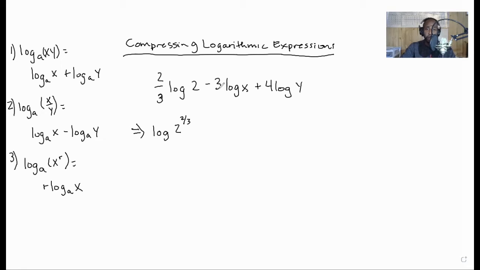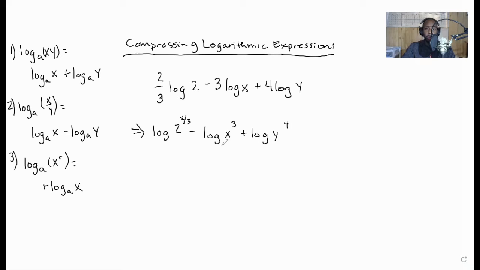So let's look at this piece here. You have minus 3 log x. Again, you have a constant in front of the logarithm. We're going to pull that constant in, so it becomes a power of that variable. So that's going to be minus log of x cubed. And we're going to apply the same thing to this one here. So plus log of y to the 4th.